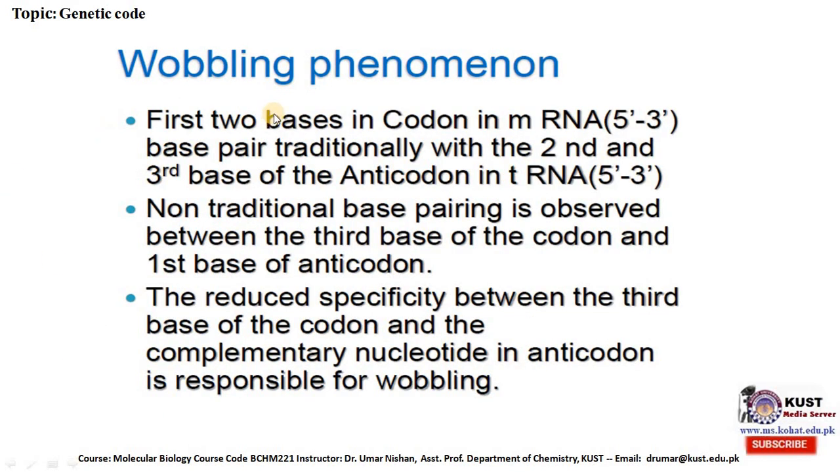Now, wobble phenomenon. First 2 bases in codon in messenger RNA in 5' to 3' base pair traditionally with the 2nd and 3rd base of the anticodon in transfer RNA, 3' to 5'. Non-traditional base pairing is observed between the third base of the codon and the first base of the anticodon.